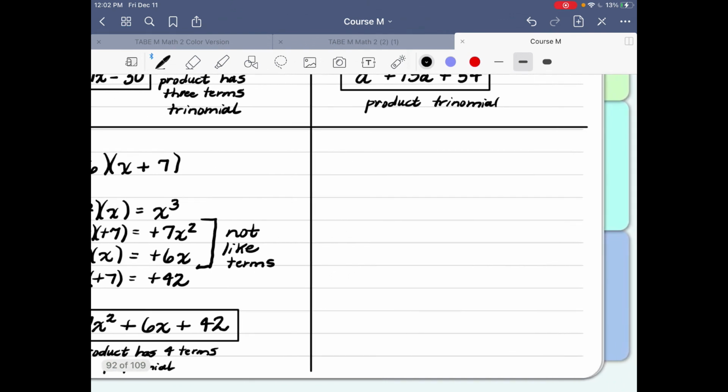Okay, one more example of FOIL. Let's do m squared minus 3 times m squared plus 6. And I do first, outer, inner, last.